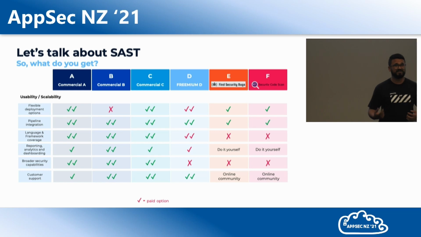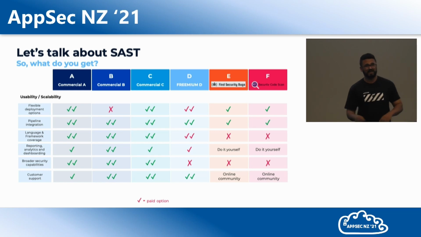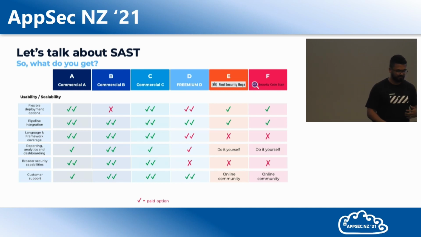Broader security capabilities as well. If you buy one of the commercial tools, they will try to sell you everything. They'll sell you SAST, DAST, SCA, pen testing, training, whatever you need, you can kind of get from them. So if you want everything from the same vendor, you kind of have to start paying for that.